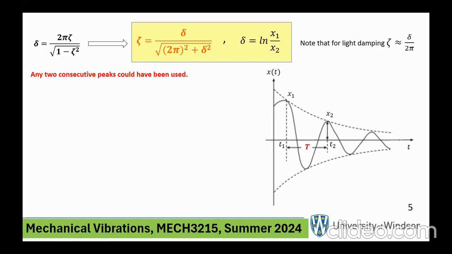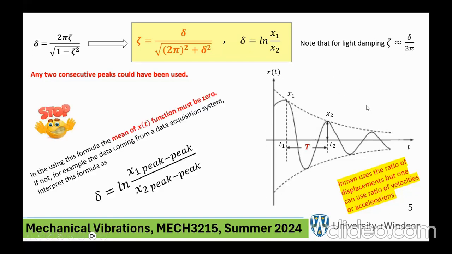Now, as I mentioned, any two consecutive peaks could have been used. I just use x1 and x2 for illustration. And you can apply this not only to displacement, but also to velocity versus time or acceleration versus time. It doesn't matter. But Inman uses displacement versus time in his illustration, though this could have been velocity or acceleration.